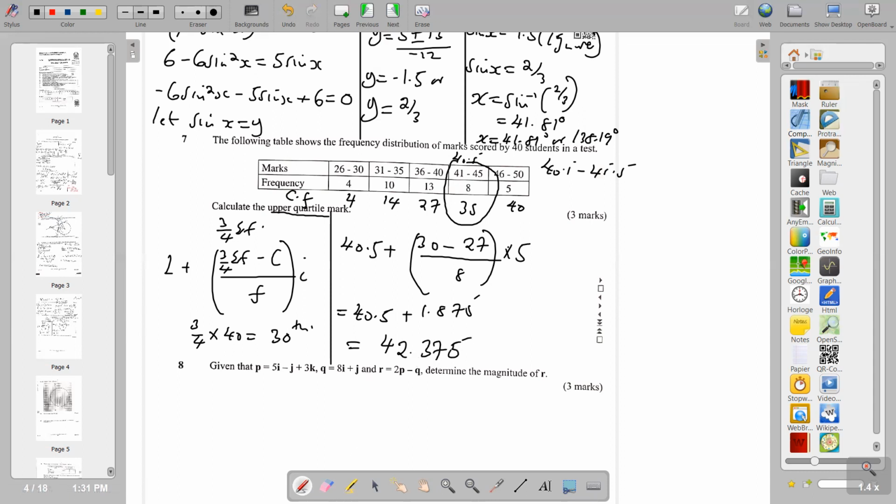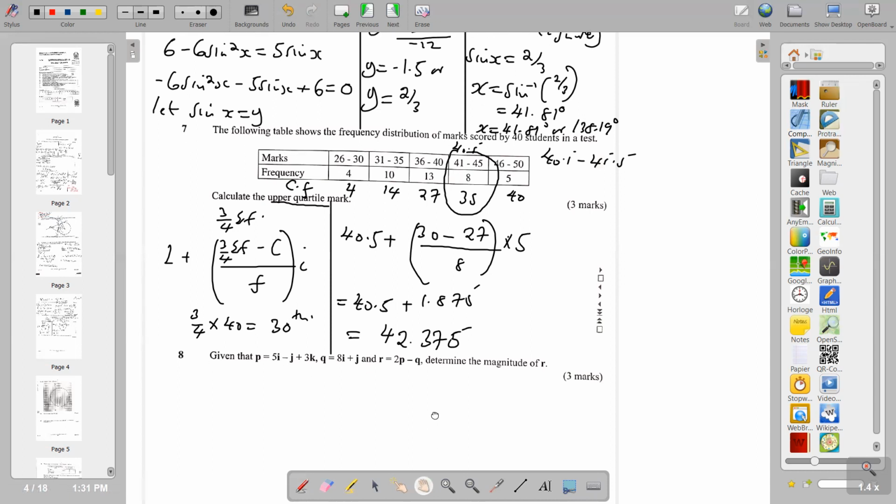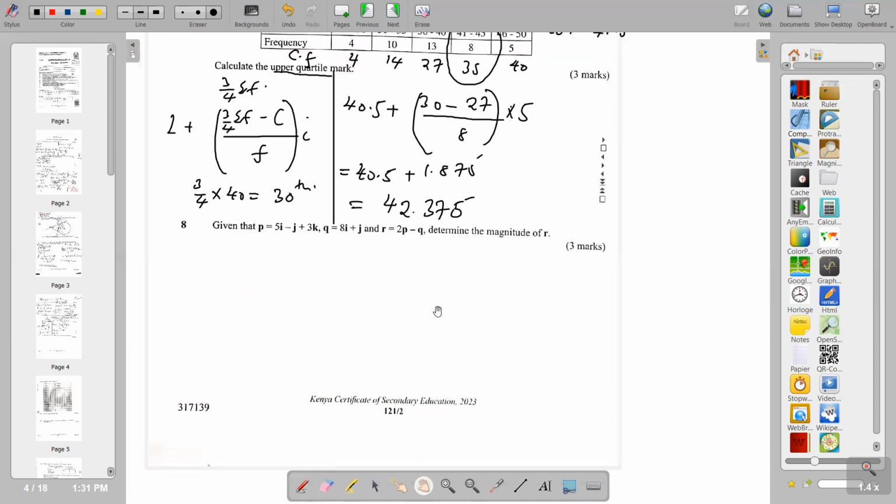Number 8. Now these are known as unit vectors. This one is form 3 work, vector 2. You're given P as this one and Q. And then you're given that vector R is 2 vector P minus vector Q. Determine the magnitude of R. So this one you just substitute, and evaluate.